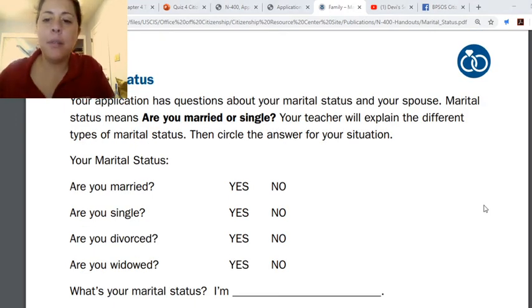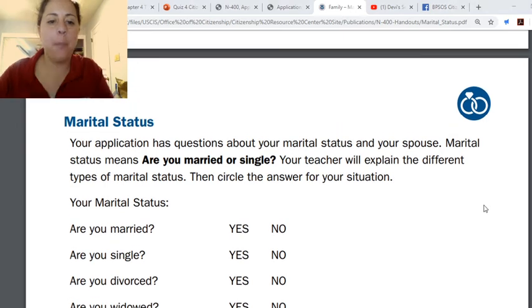Let's look at marital status. Your application has questions about your marital status and your spouse. So, marital status, again, what does marital status mean?